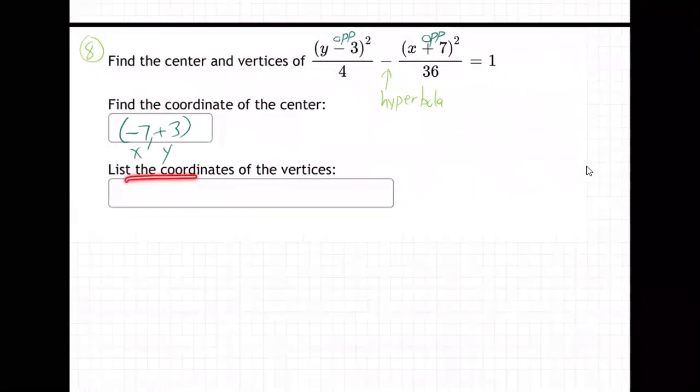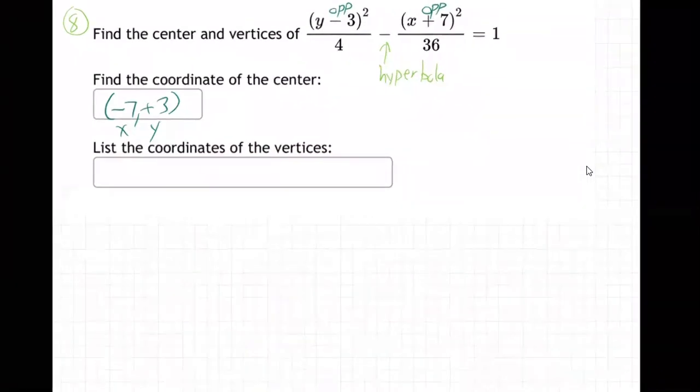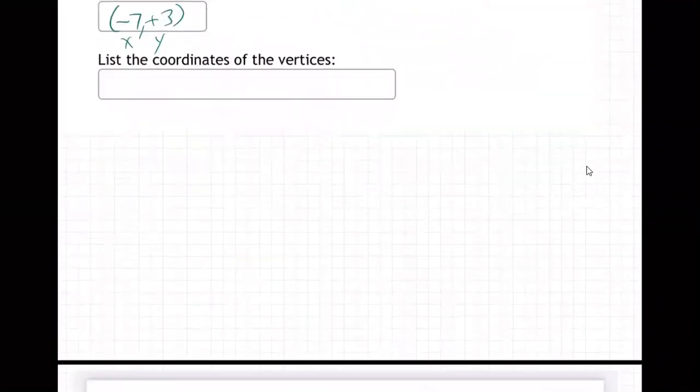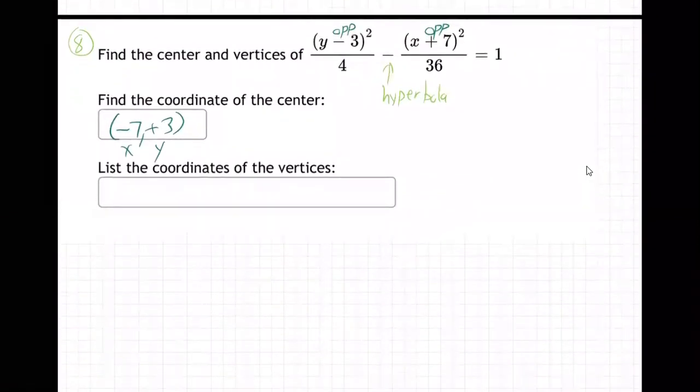Then it wants us to list the coordinates of the vertices. Well, to do that, what we really want to do is graph the thing. I mean, they'll say we have to graph it, but it'll sure be helpful. So I'm going to come over here and graph the thing. See, minus 7, up 3, and then, okay.